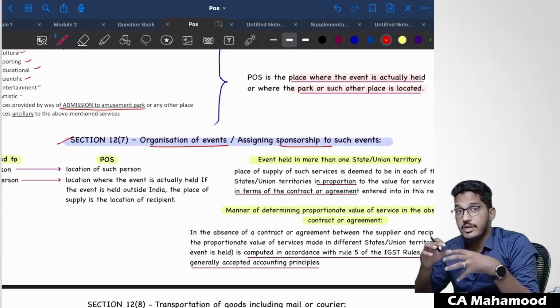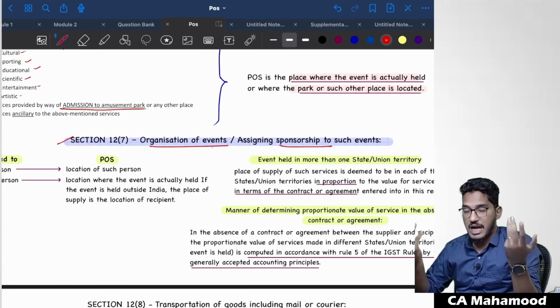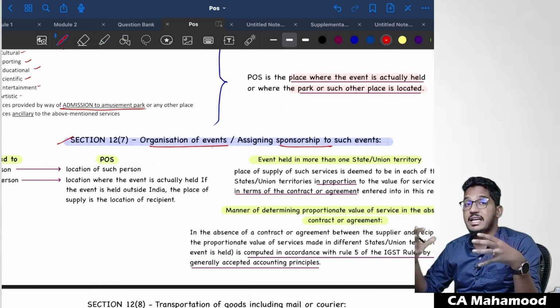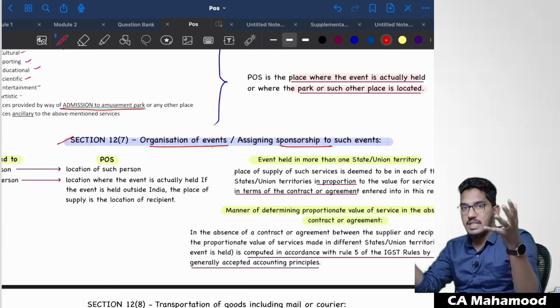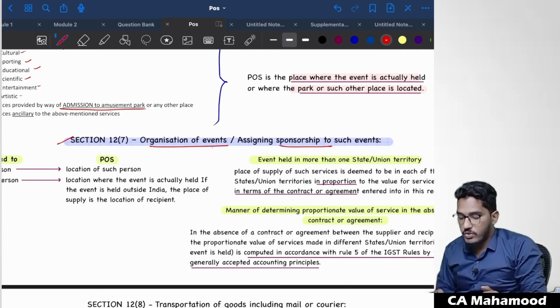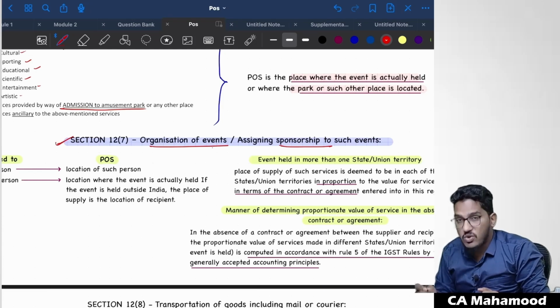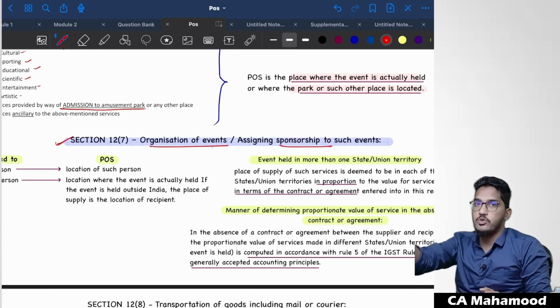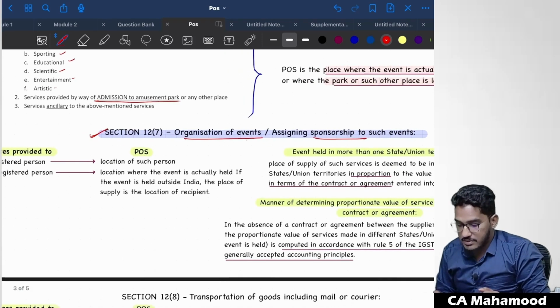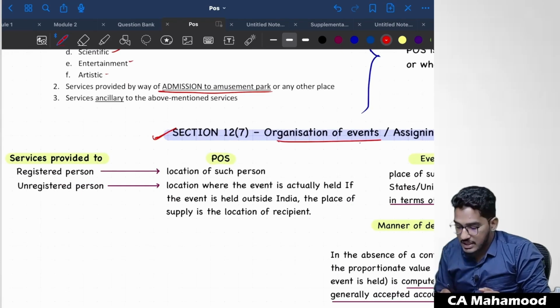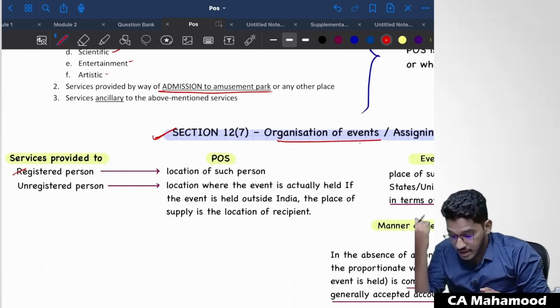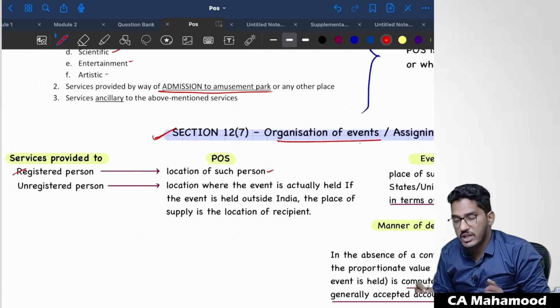In case of services relating to organization of events, I'm an event manager. I'm organizing an event for some company. Some company wants to conduct an employee day, so I'm organizing the event for them. What will be the place of supply? Or if I am giving sponsorship to some company. Here also one simple thing, you need to determine the status of the recipient. In case you are organizing an event for a registered person, or providing sponsorship services to a registered person, then the place of supply will be the location of the recipient.